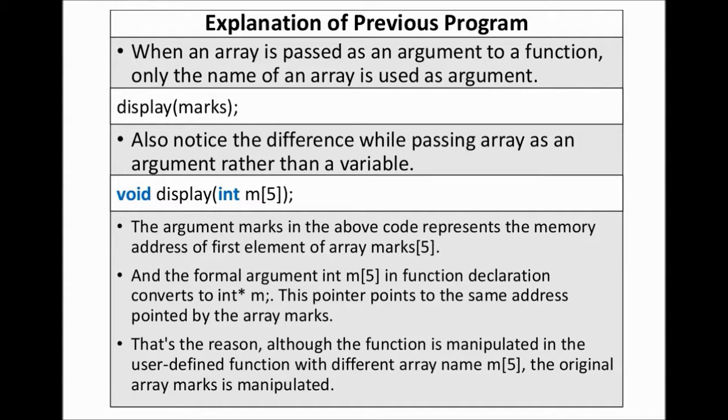The argument marks in the above code represents the memory address of the first element of the array marks[5], and the formal argument int m[5] in the function declaration converts to int *m. This pointer points to the same address pointed to by marks. That's the reason, although the function manipulates the array in the user defined function with a different array name m[5], the original array marks is manipulated.